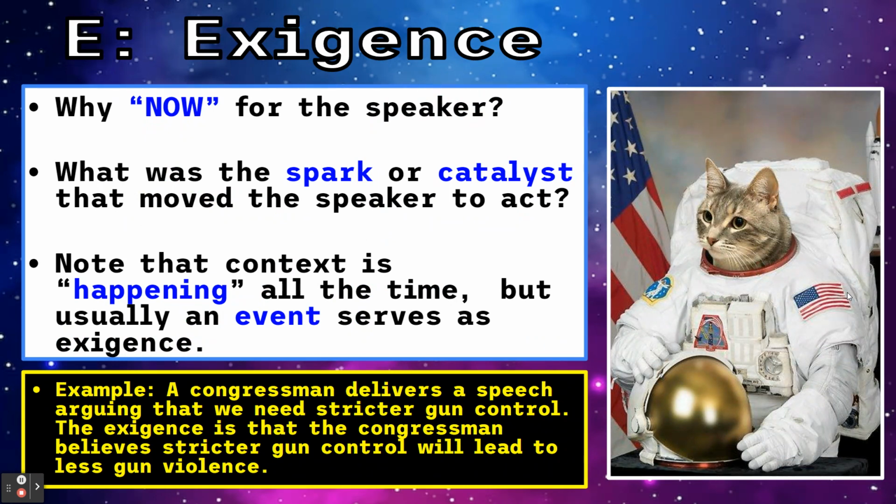E, we have the exigence. Now, when we're thinking about that, we want to think immediate. So, why now for the speaker? Why are they choosing this time? What was the spark or catalyst that moved the speaker to act? Note that the context is happening all the time, but usually an event serves as the exigence, so the specific thing. So, for example, a congressman delivers a speech arguing that we need stricter gun control. The exigence is that the congressman believes stricter gun control will lead to less gun violence.